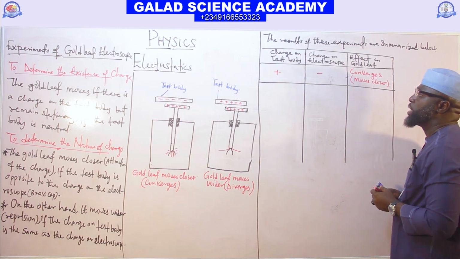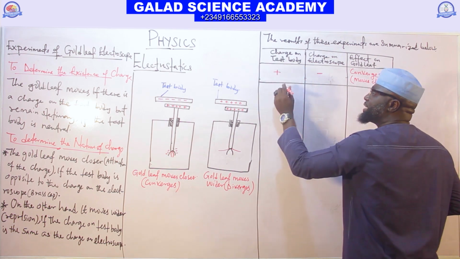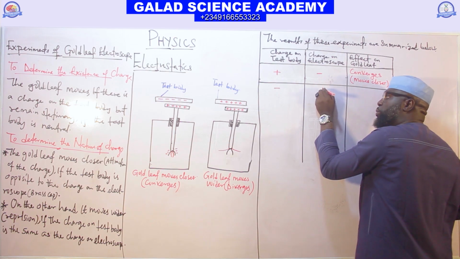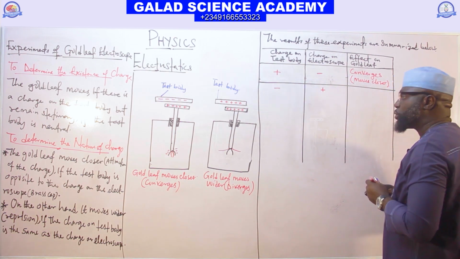They come together. But if the charge on the test body is negative, and the charge on the electroscope is positive, what will happen?